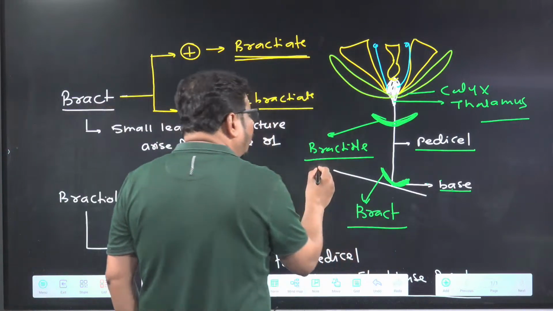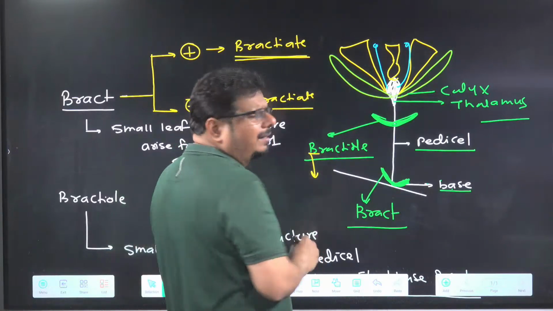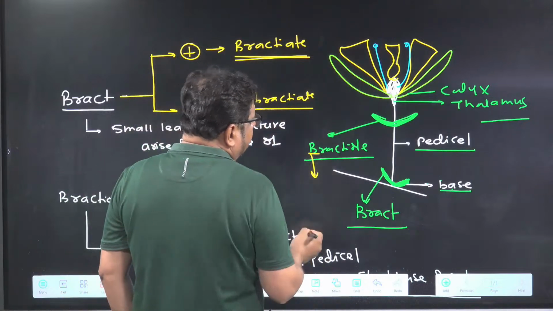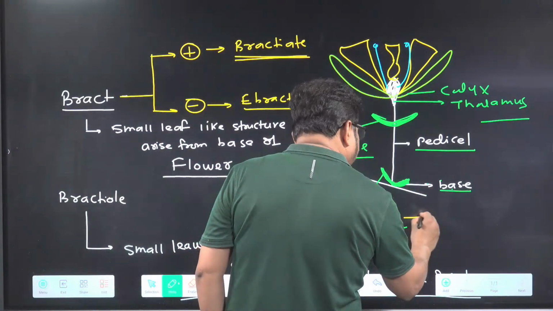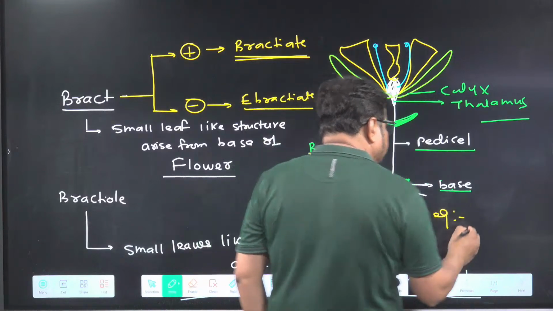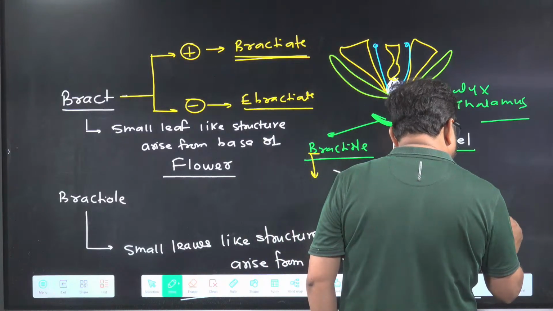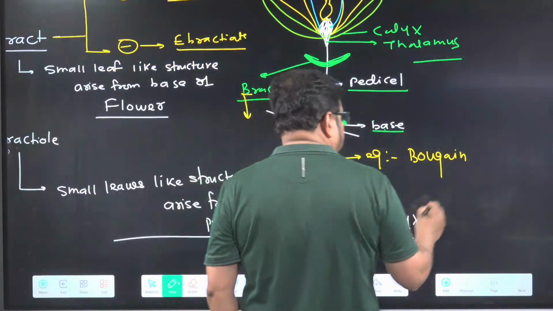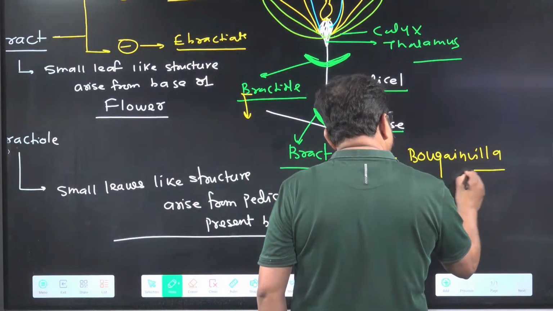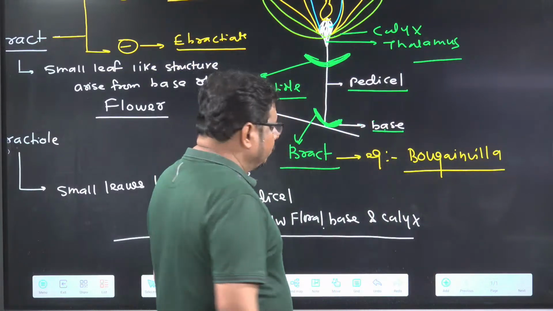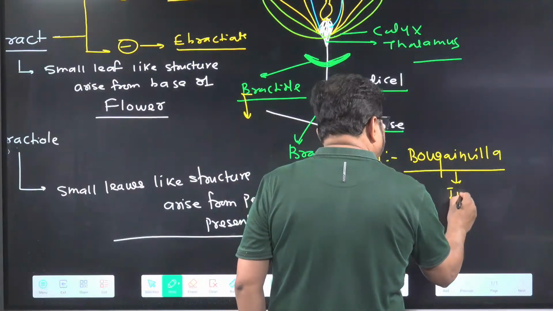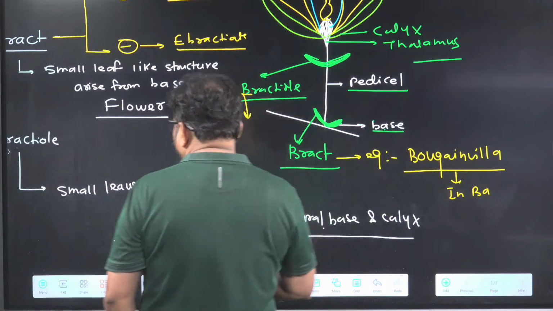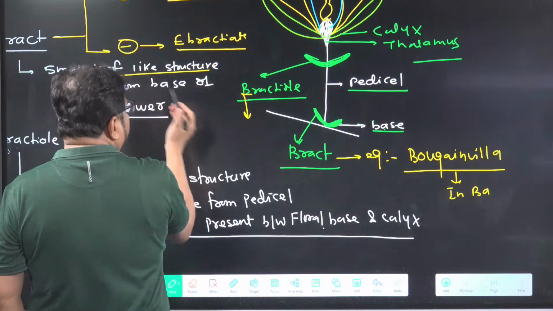And NCERT did not write an example. I am simply writing one, it will not come in the NEET, but for your understanding I am writing. The bract example I am writing is bougainvillea. In bougainvillea, bract is present. So in bougainvillea, what happened? Some adaptation is present in the bract. Otherwise, bract is basically a small leaf-like structure and a green structure.